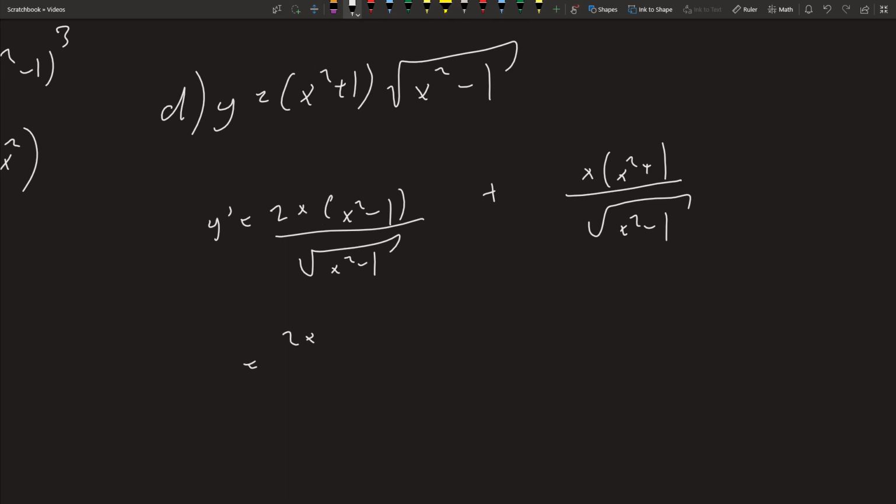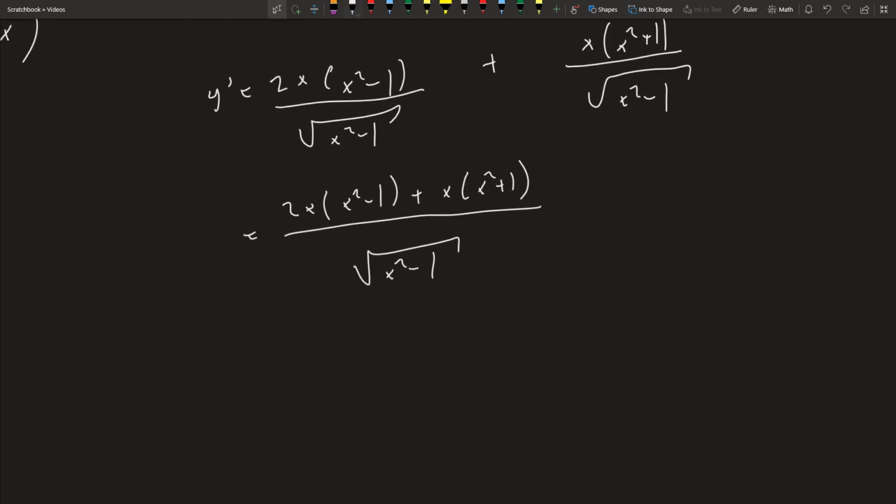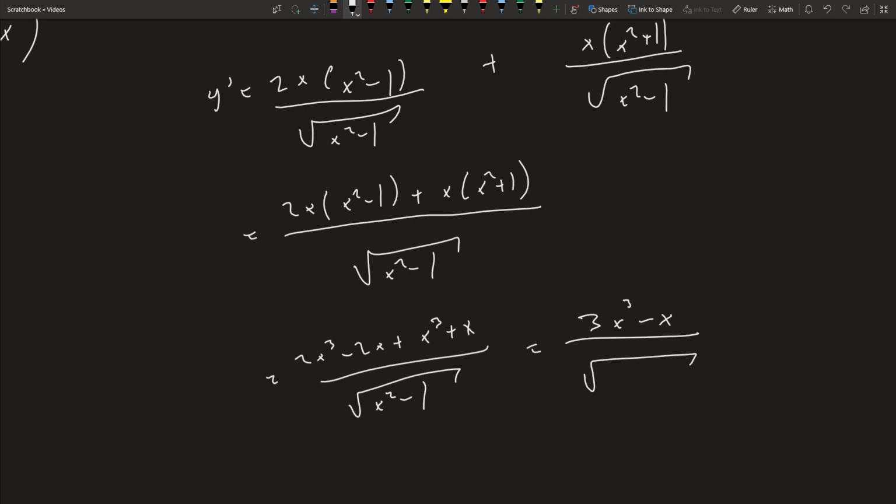So 2x into, what's this? This is plus 1. Okay, x squared minus 1 plus x into x squared plus 1 all over radical x squared minus 1. Now let's distribute. We have 2x cubed minus 2x plus x cubed plus x all over radical x squared minus 1, which is equal to 3x cubed minus x over radical x squared minus 1, and here's your answer.